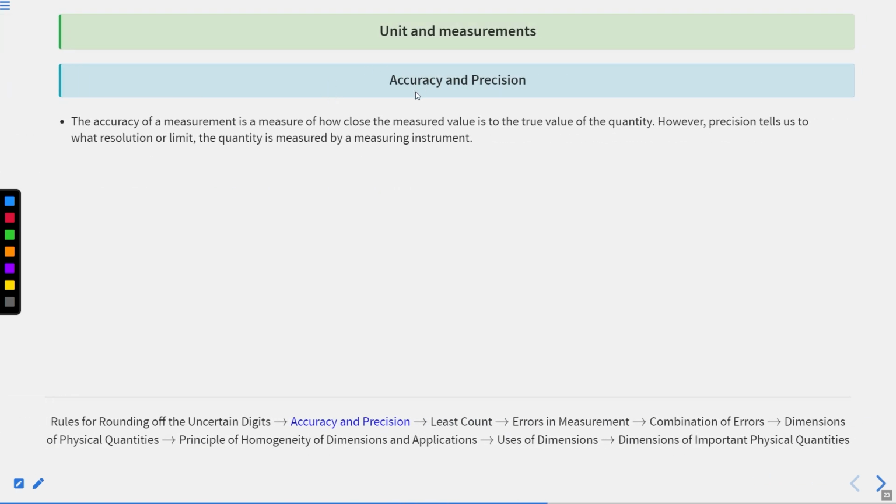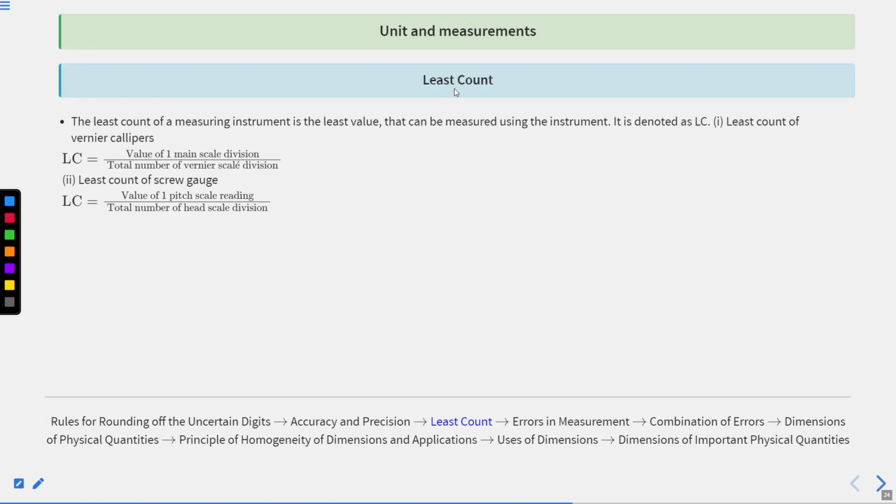Next is accuracy and precision. The accuracy of a measurement is a measure of how close the measured value is to the true value of the quantity. However, precision tells us to what resolution or limit the quantity is measured by a measuring instrument. Clear?